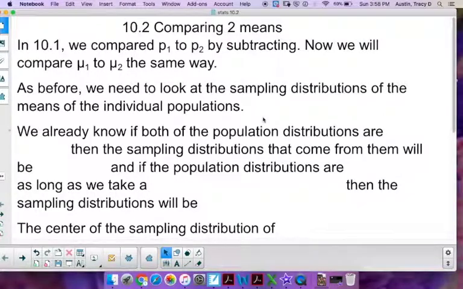Okay, so we've literally covered half the chapter, and that's all about doing confidence intervals and inference tests on a difference between two proportions. Okay, now we're going to do the same thing on a difference between two means. And this is just like dealing with proportions, only now we're going to obviously use a t-distribution because it's a mean.